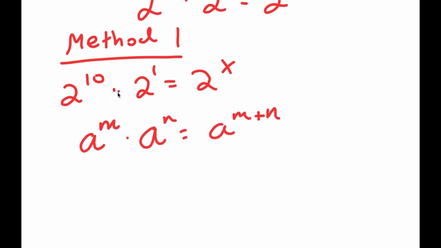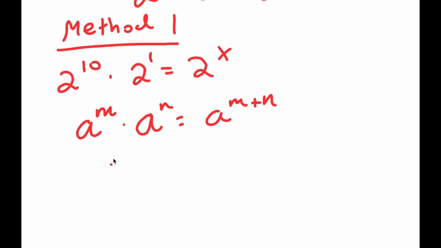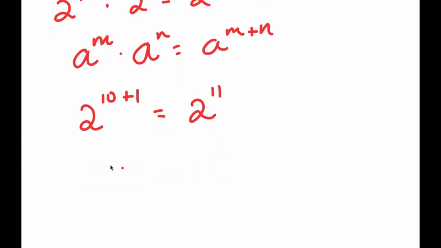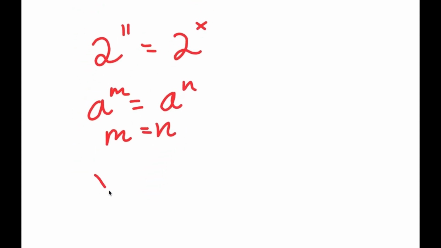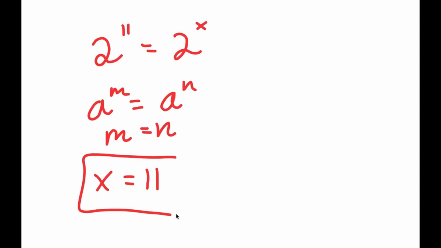So in this case, 2 to the power of 10 times 2 to the power of 1 is equal to 2 to the power of 10 plus 1, which is equal to 2 to the power of 11. So I get 2 to the power of 11 is equal to 2 to the power of x. And if I have something in the form a to the power of m is equal to a to the power of n, this means that m is equal to n. So in this case, x is equal to 11.